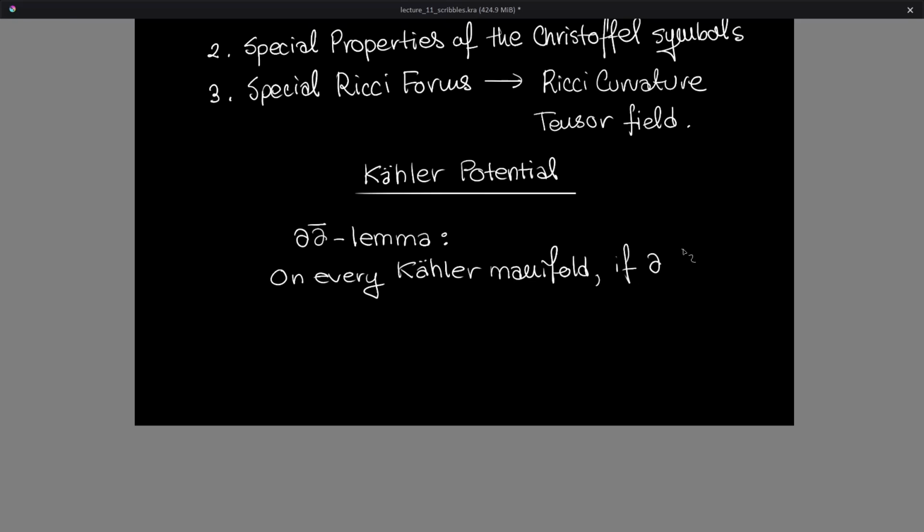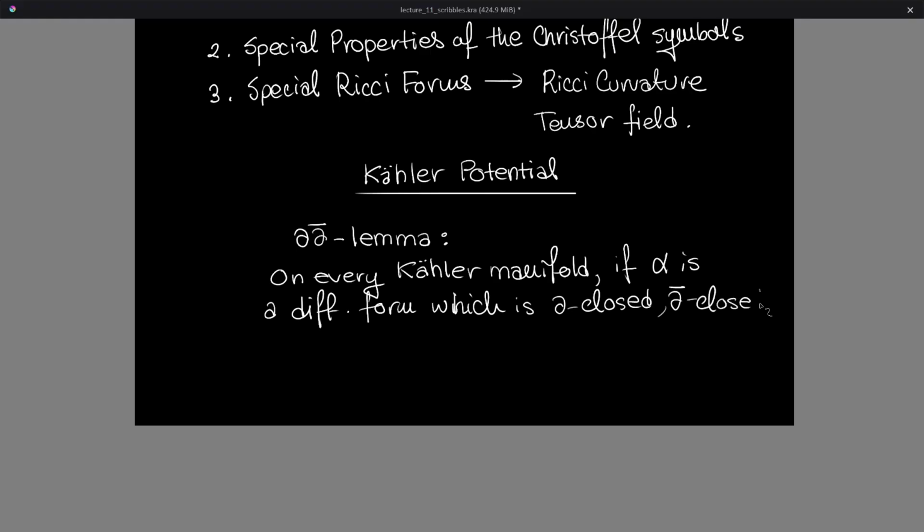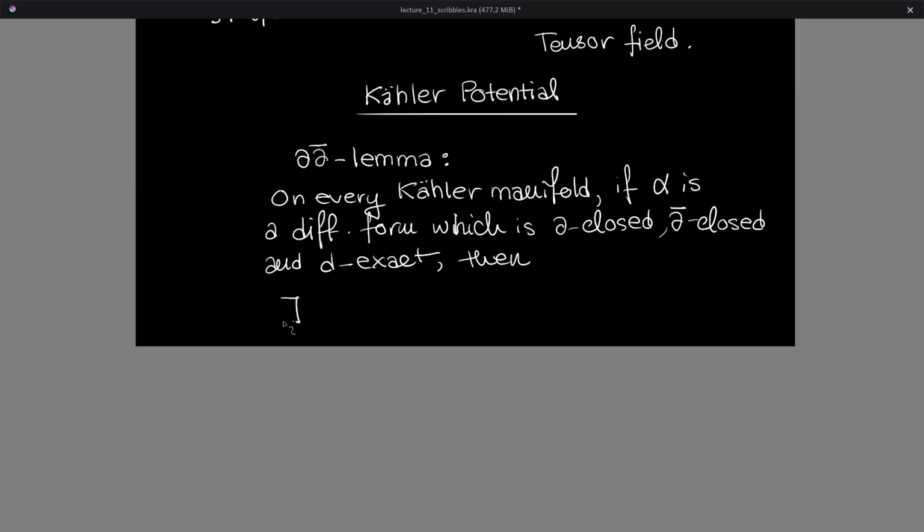if alpha is a differential form which is partial bar closed and d exact, then there exists beta such that alpha is equal to partial bar beta. So this ensures the existence of a particular form beta, and that's what we're going to be using in order to conclude the existence of a certain potential.